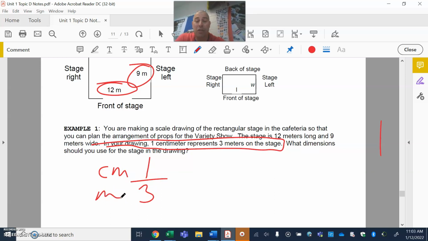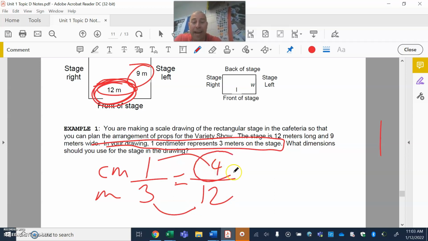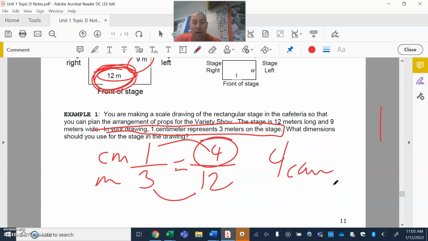So what this comes down to is we can set up our equivalent ratios. I've got 12 meters. So I've got to keep the meters with the meters. And we can solve. No need to do cross products here. We're going to multiply by 4. So 1 times 4 gives me a 4. I would draw it out to be 4 centimeters. So that's it. We set it up so we can solve.